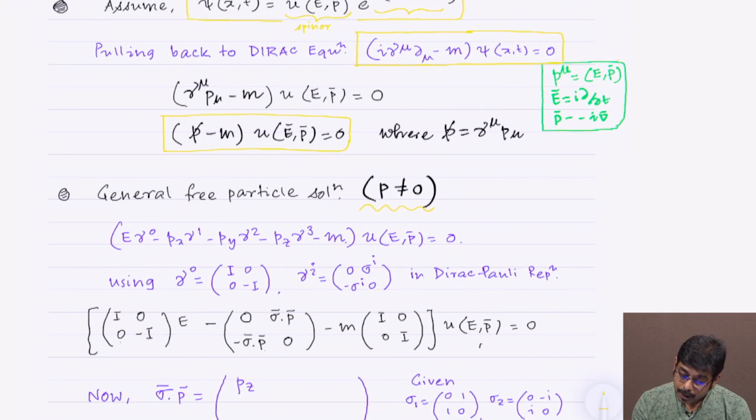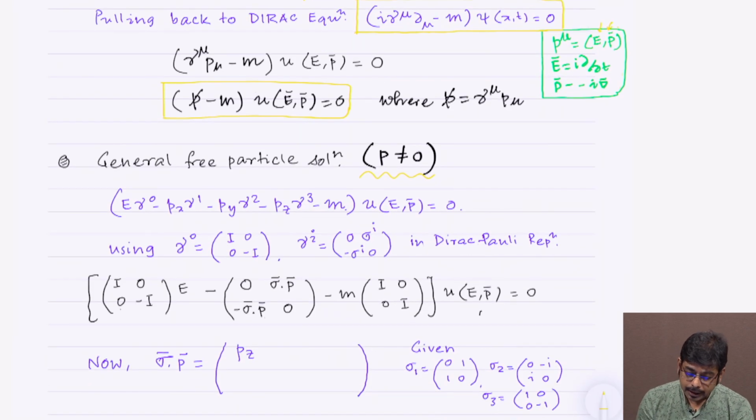Now you remember what p mu was. p mu has essentially 4 components. The first component is energy, the last 3 components are the momenta, and in quantum mechanics these are operators: E is i del del t and p is minus i del. But now let's come back to this equation, (gamma mu p mu minus m) u(E,p) equal to 0. If we expand it, this will have E gamma 0 minus Px gamma 1 minus Py gamma 2 minus Pz gamma 3 minus m, acting on u(E,p), equal to 0, with p not equal to 0.